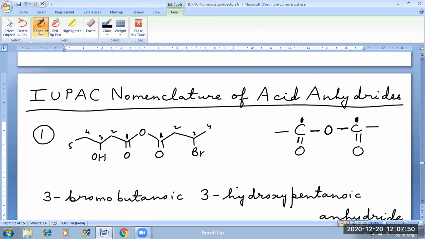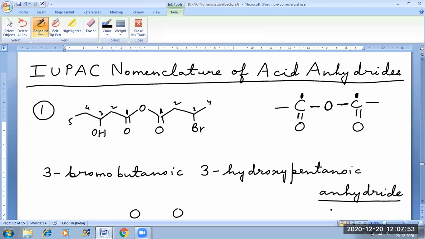And then I write anhydride at the end. So the suffix is anhydride. There is a space here after pentanoic. So after the space, I have written anhydride. So B comes before H alphabetically, and so alphabetical order has been followed. So first I wrote 3-bromo and then I wrote 3-hydroxy. So 3-bromo butanoic, 3-hydroxy pentanoic anhydride. This is the complete name of the first compound.